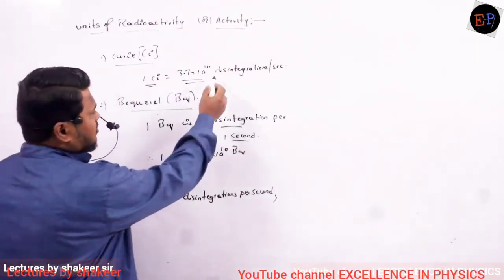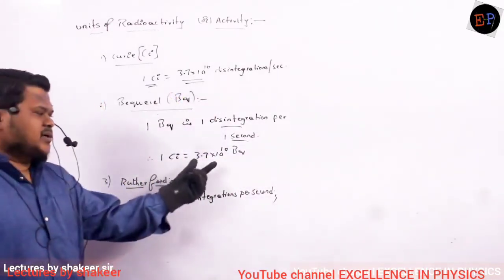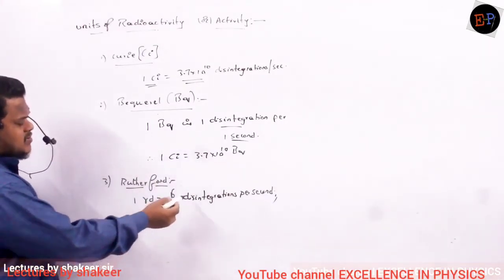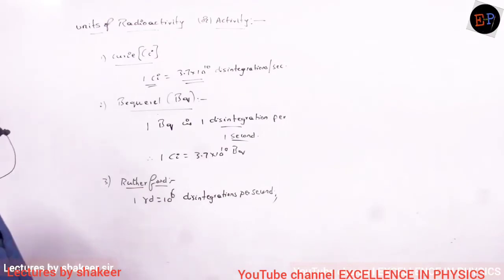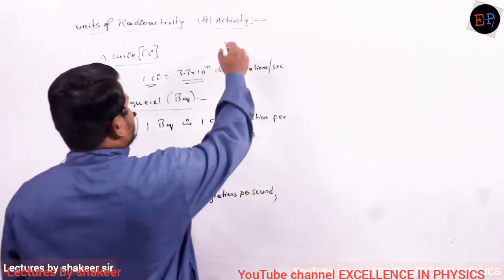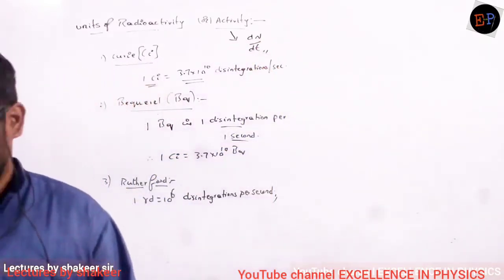So obviously, I can write 1 Curie is equal to 3.7 into 10 power 10 Bq, because this many disintegrations is called 1 Curie. And what is meant by Rutherford? 1 Rutherford is 10 power 6 disintegrations per second. So these are some of the units of radioactivity, or activity. Activity is also called dN divided by dt, the number of disintegrations per second.